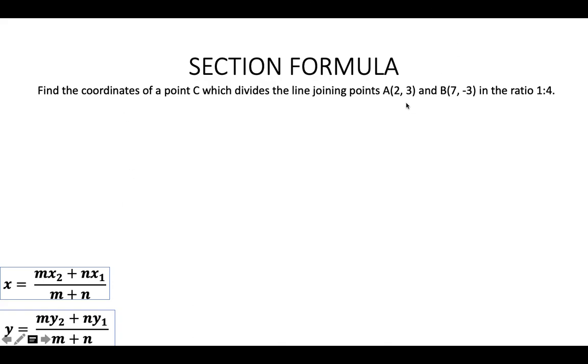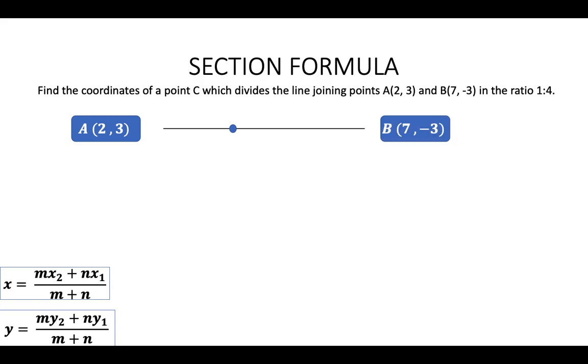Remember that this is the value of x1, y1, x2, y2, m and n, or we can also show it like this. We have a line with the point A as 2 comma 3, a point B as 7 comma minus 3, and a point C which is to be found out, and let it be x and y. Now this point divides the line joining AB in the ratio 1 is to 4.